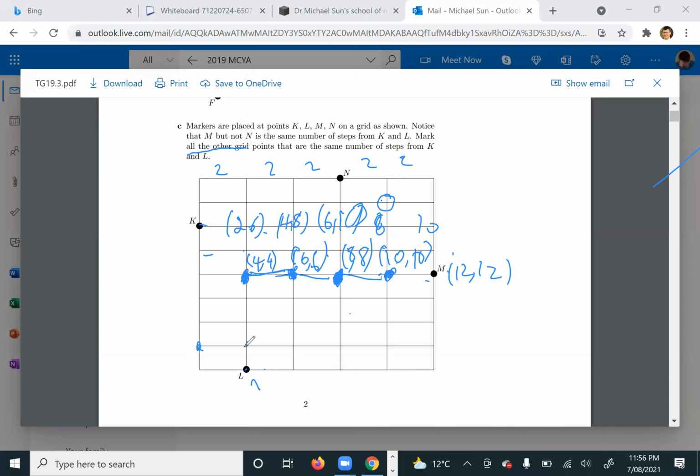So you can do something similar here. You have all these steps here, for example. What are they from L? Well, this is 3 from L. Okay?